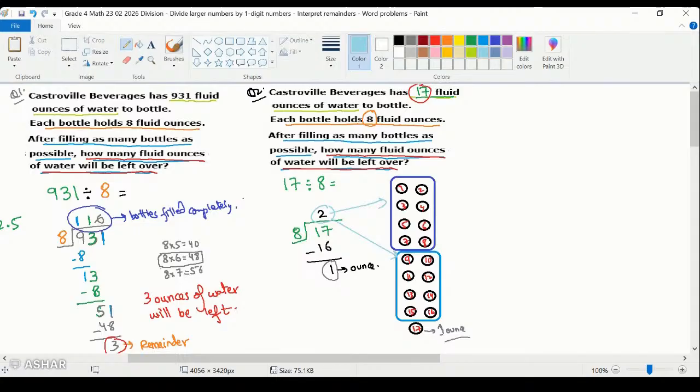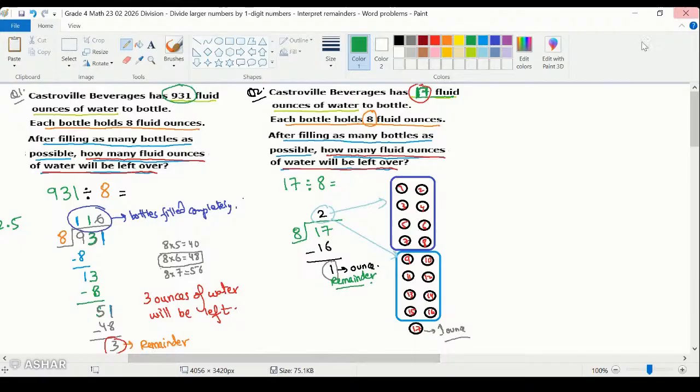In question number 1, it was a very similar question. The only difference was that they gave a larger number. Rather than 17, they gave us 931. What we need to focus on is the remainder. How much would be the remainder? Agreed? Yes, perfect. Thank you, Sami.